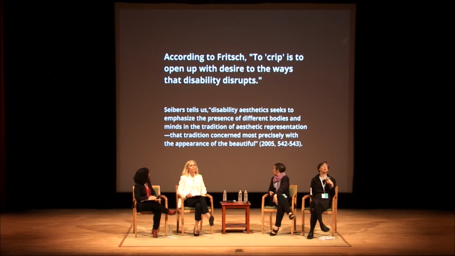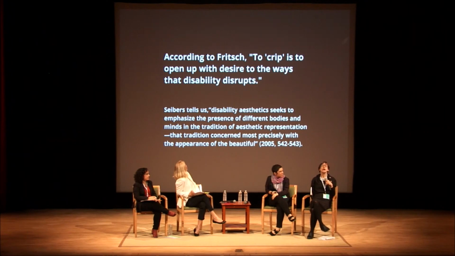But Crip, this word Crip is a word that gets used a lot in disability studies, which is where I come from. And Crip is a reclaimed word similar to queer, Crip from cripple, and it can mean many things. The way that I want to use it in the context of this talk is following disability scholar and activist Kelly Fritsch, who uses crip as a verb. And she says, when we crip something, we open up with desire for the ways that disability disrupts.